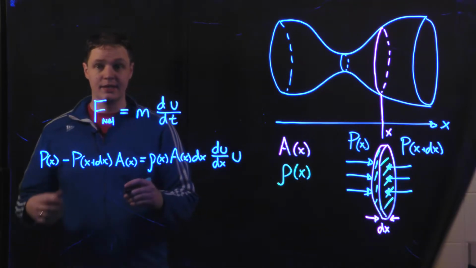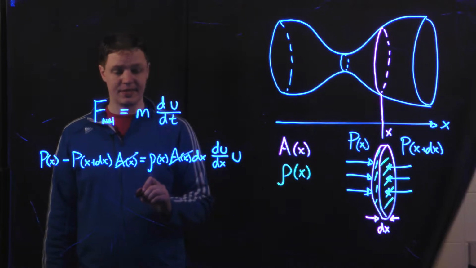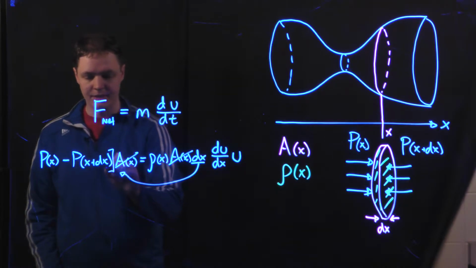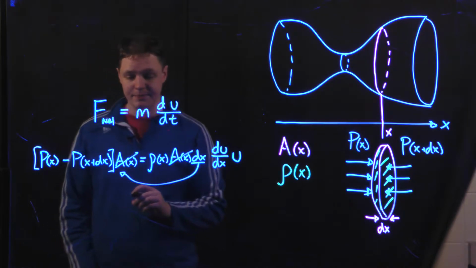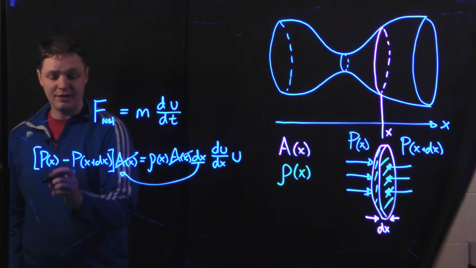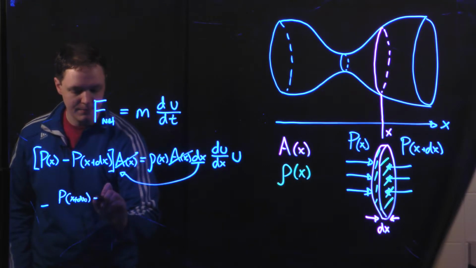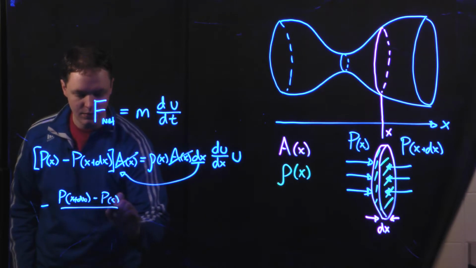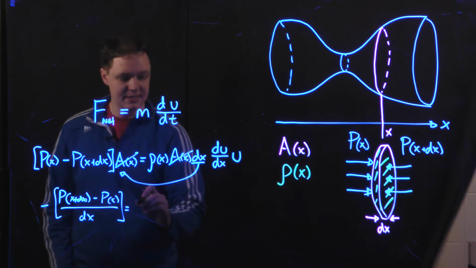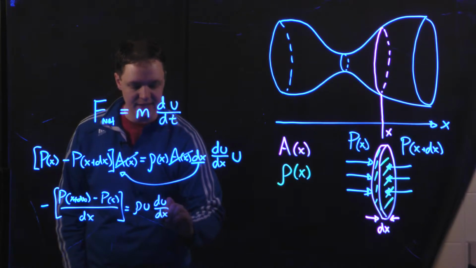So now we can simplify the system and reorder it slightly. There's area on both sides, so we can cancel those. I'm going to take this dx and move it to the other side. I'm going to factor out a minus sign here. So I'm going to get minus P of x plus dx minus P of x, whole thing over dx. This is going to be equal to rho u du/dx.